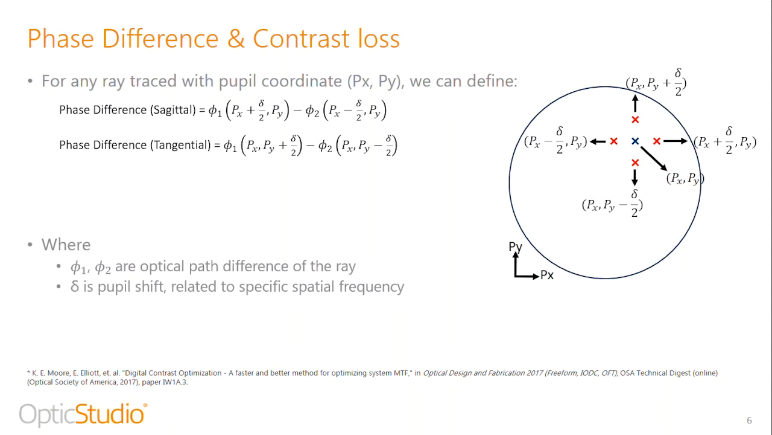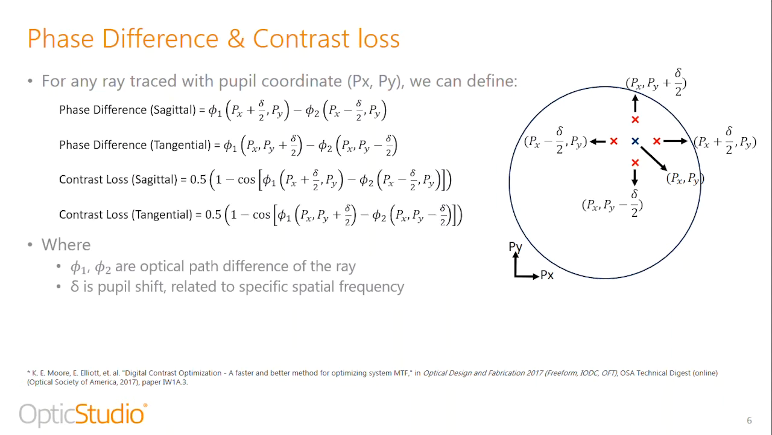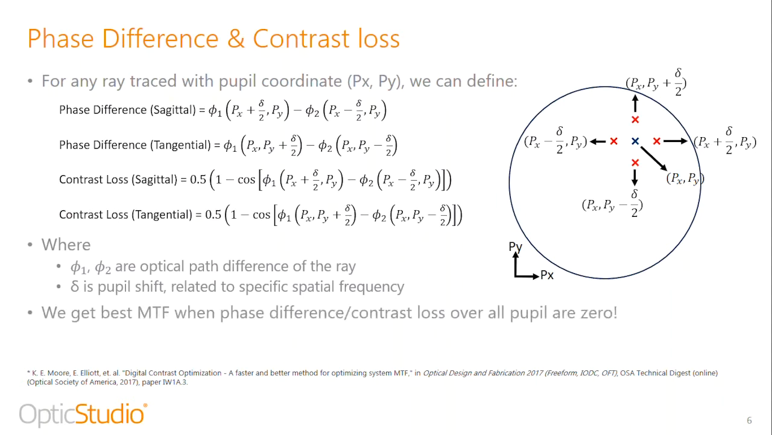The contrast loss is then defined as here: 0.5 times 1 minus cosine phase difference. The value of contrast loss is always between 1 and 0. Phi 1 and phi 2 in the equation are optical phase difference of the ray, and the delta is the pupil shift. It's related to spatial frequency as we talked in the previous slide. So given all this definition, here's the most important conclusion we get from the autocorrelation theory. If the contrast loss or phase difference over all the pupil are 0, we can get the best possible MTF for the specified spatial frequency.